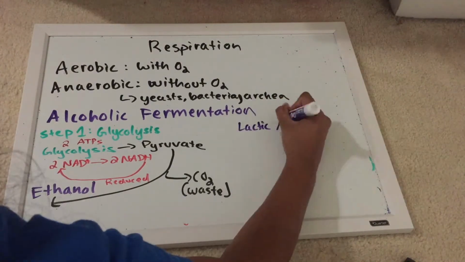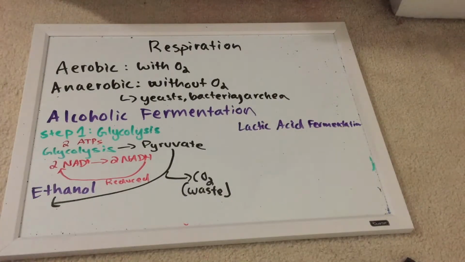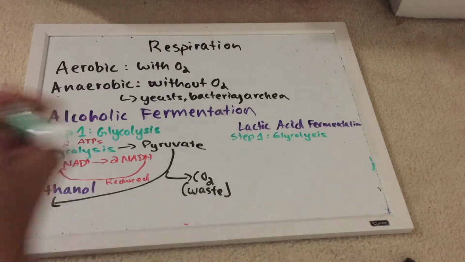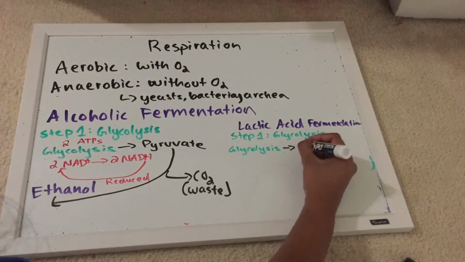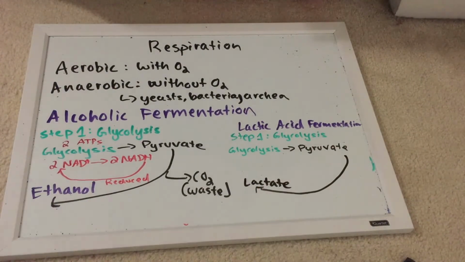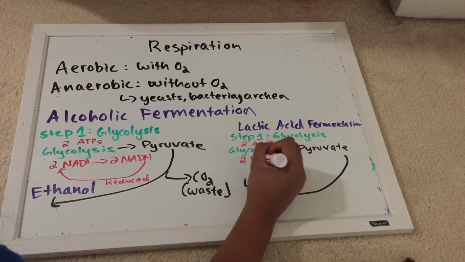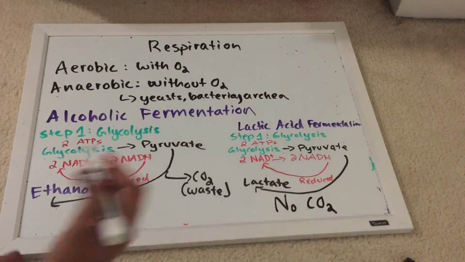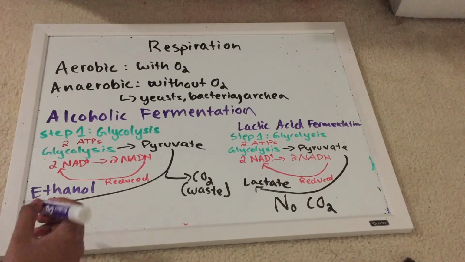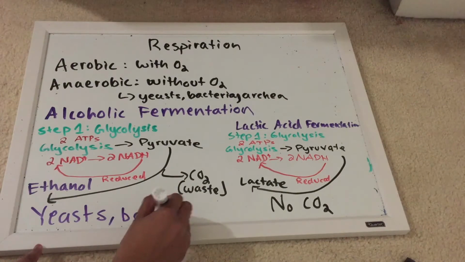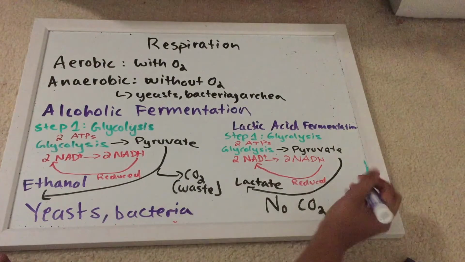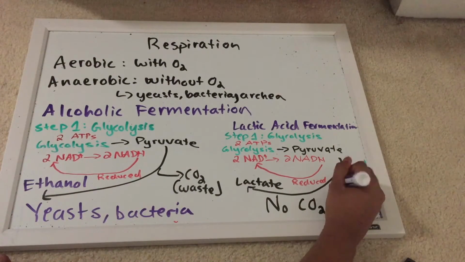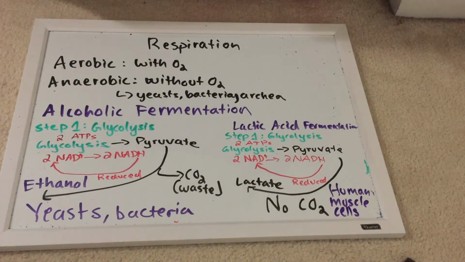Another way is lactic acid fermentation. This uses the same step, glycolysis. But once it produces the pyruvate, this produces lactate. 2 ATP is produced, 2 NADH is produced, but gets reduced into NAD+. No CO2 is released. Organisms that use alcohol fermentation include yeast and bacteria, and organisms that use lactic acid fermentation include human muscle cells. This form of respiration doesn't produce as much energy as cellular respiration.